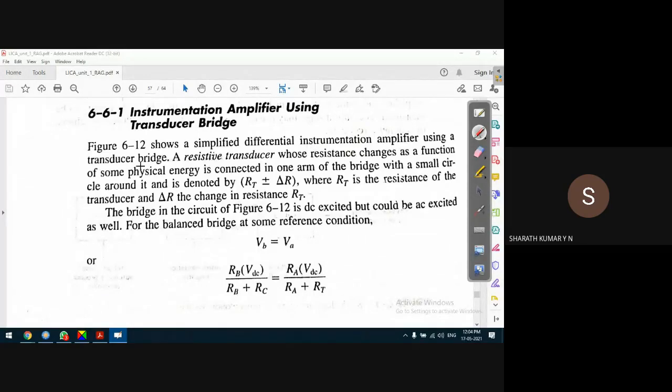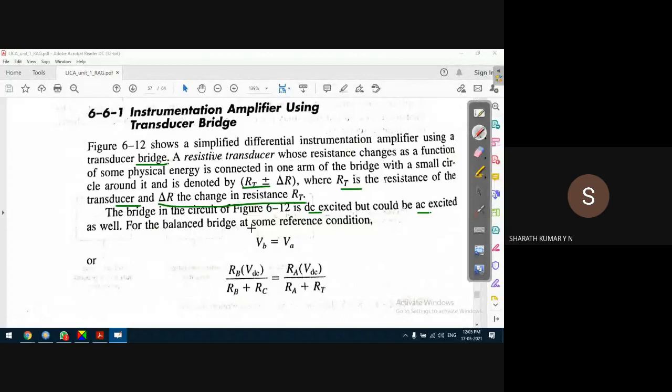Differential instrumentation amplifier using a transducer bridge. This is the transducer, where some physical energy is connected, and around it is a small circuit denoted as RT plus delta R. RT is the resistance of the transducer, and delta R is the change in resistance, for example a strain gauge, as we have understood. The bridge can be excited by DC as well as AC.